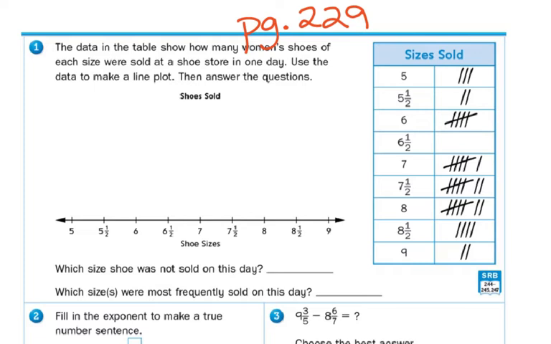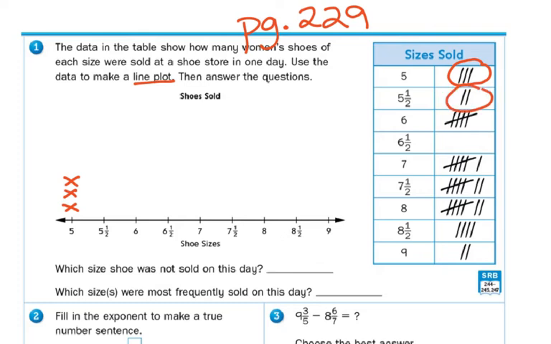On math boxes on page 229, it says the data in the table show how many women's shoes of each size were sold at a shoe store in one day. Use the data to make a line plot that answers the questions. So there were 3 pairs of shoes at size 5. So 1, 2, 3.